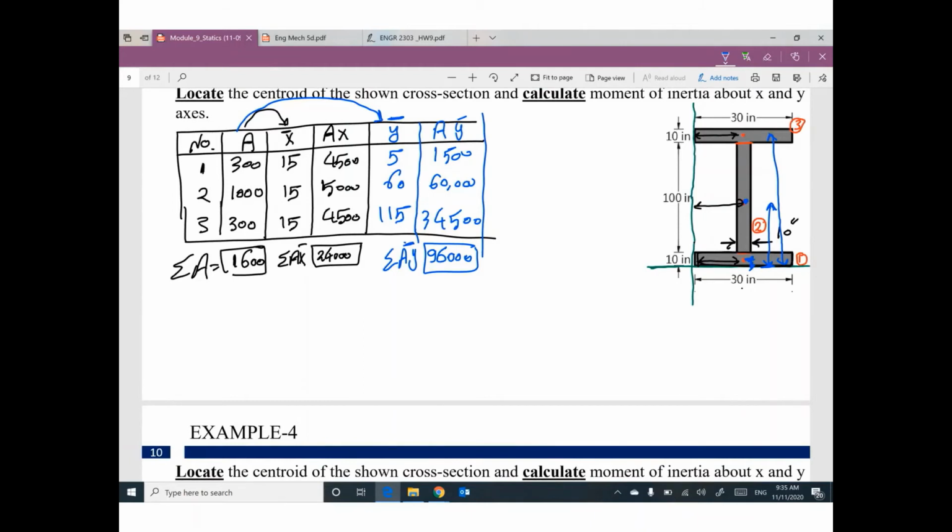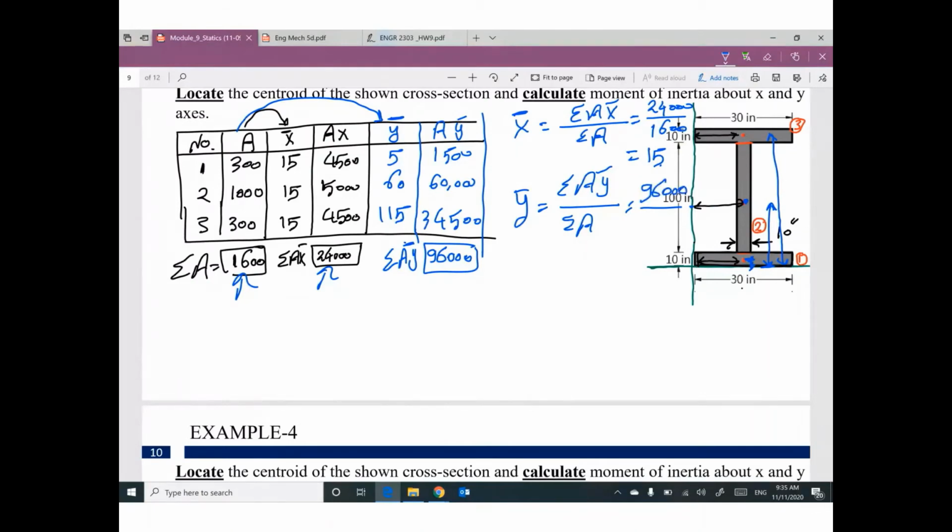Guys, do you remember how can I figure out the X bar and Y bar for the centroid? This term was summation area X bar divide summation area. What is the value of summation area X bar? 24,000. What is the value of summation area? 1,600. This value will be 15. Y bar, if you go back, summation area Y bar divide summation area. Summation area Y bar 96,000. Summation area 1,600. This value will be 60.